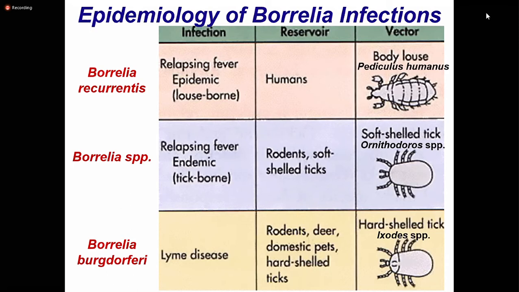And these are usually transmitted by body lice and other ticks. Some of the ticks we call soft ticks and hard ticks. So this is the message from this slide. But I don't want you to memorize the name of the tick itself. But I need to tell you that Borrelia recurrentis is the one that infects humans. It causes relapsing fever and is transmitted by body lice. Other Borrelia species can cause relapsing fever or Lyme disease.